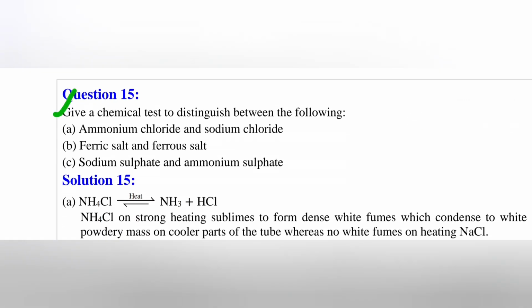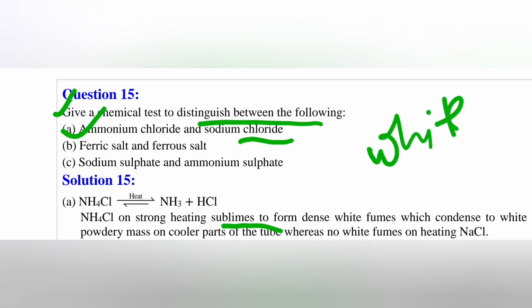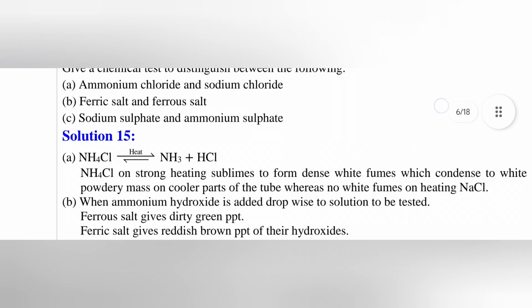Now give a chemical test to distinguish ammonium chloride and sodium chloride. Ammonium chloride on strong heating sublimes, converting into white fumes, while NaCl is a non-sublimable substance, so it remains the same. Second, ferric salt and ferrous salt.